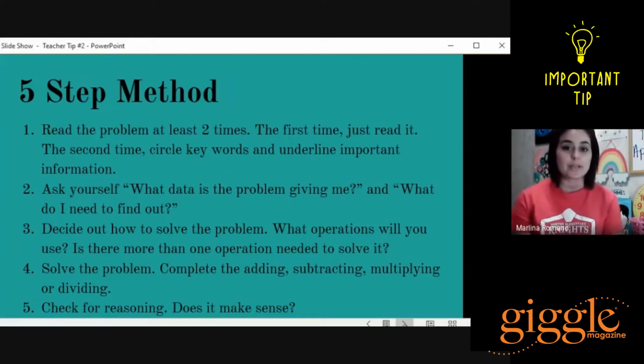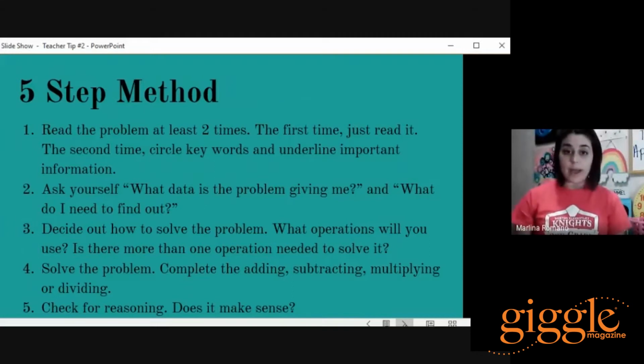Step 2, you're going to ask yourself, what information is the problem giving me? And what do I need to find out? For step 3, you're going to decide how to solve the problem. Now, this is not where you actually solve the problem, but you're going to think through it. What strategies can I use? What operations do I need to use? And do I need to use more than one operation to solve it?